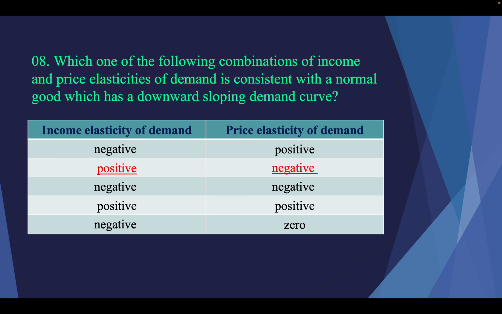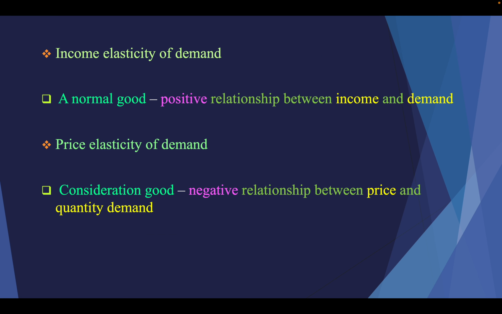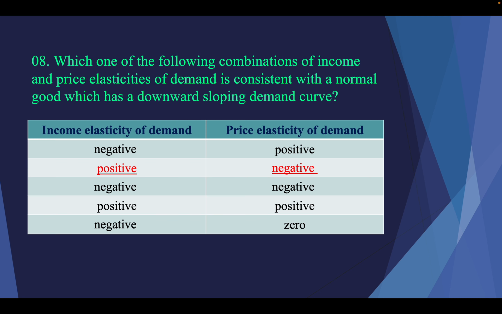Then the 8th one. Which one of the following combinations of income and price elasticities of demand is consistent with a normal good which has a downward sloping demand curve? Normal good. Which kind of relationship does a normal good have? It's under the income elasticity of demand. A normal good has a positive relationship between income and demand. That means when income increases, demand increases, and when income decreases, demand decreases. So that's why it's positive.